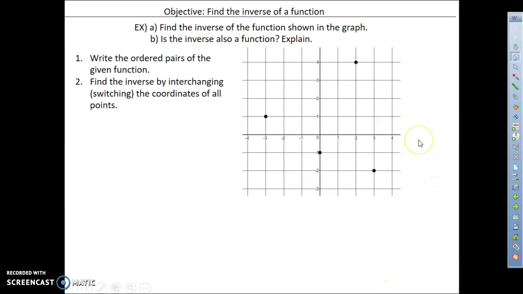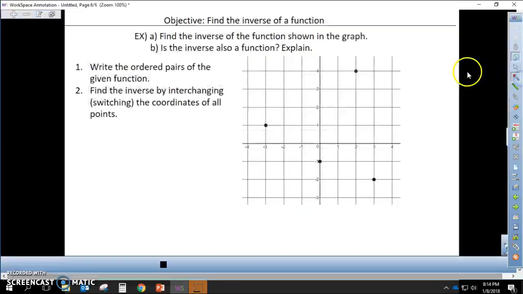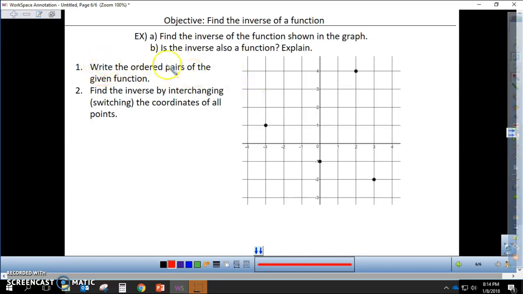We're going to go ahead and do the same exact thing here, but instead of ordered pairs, now we're looking at graphed points. So again, part A, what they want us to do is to find the inverse of the function shown in the graph. So we're going to write the ordered pairs of the function, and then we will switch them and graph them.